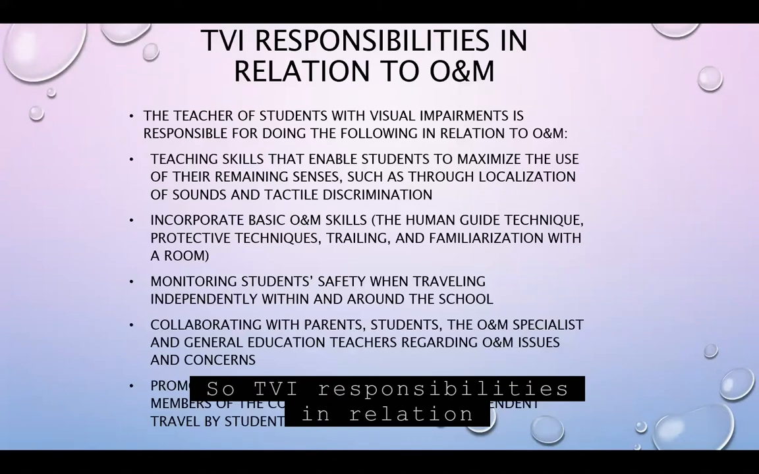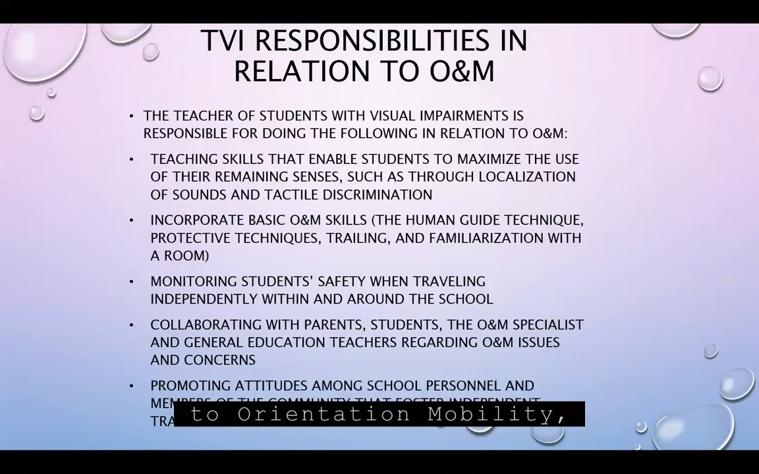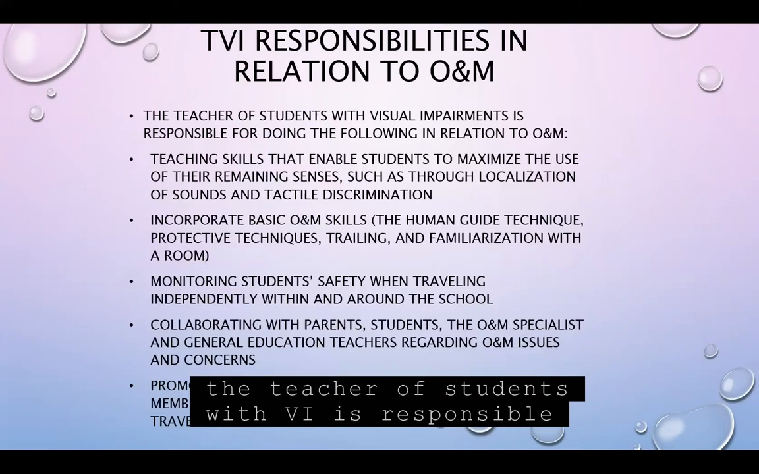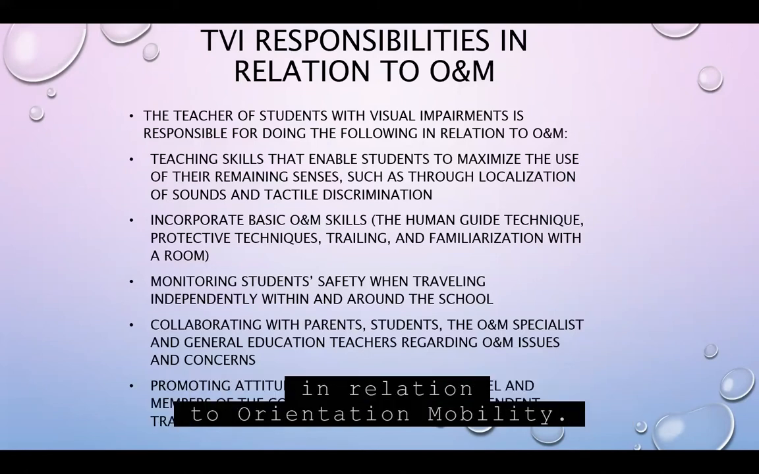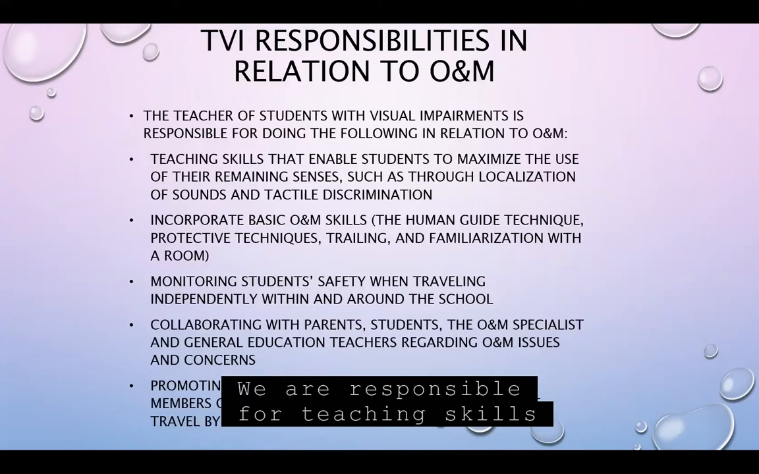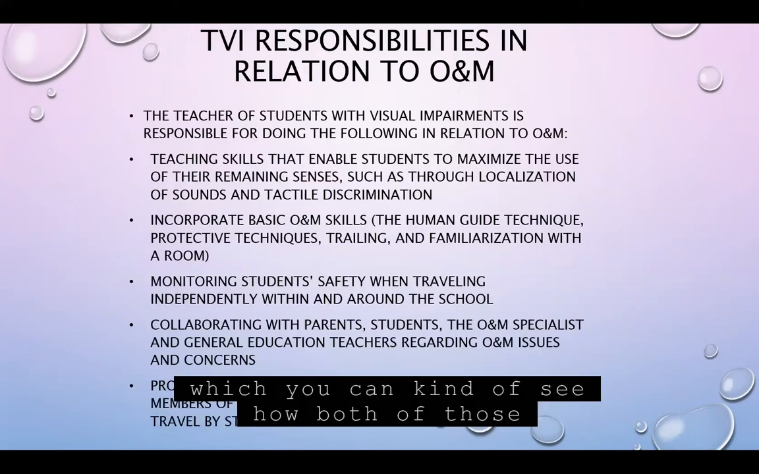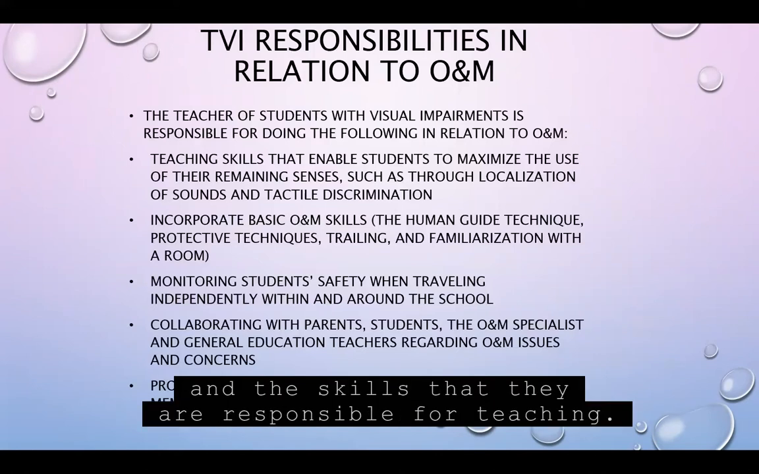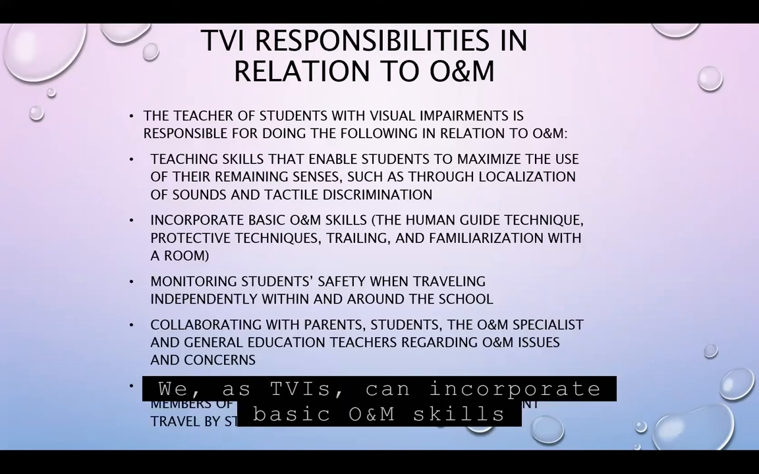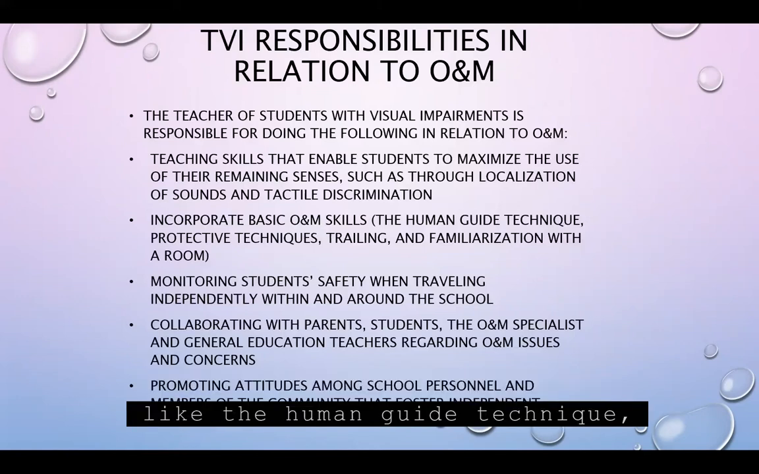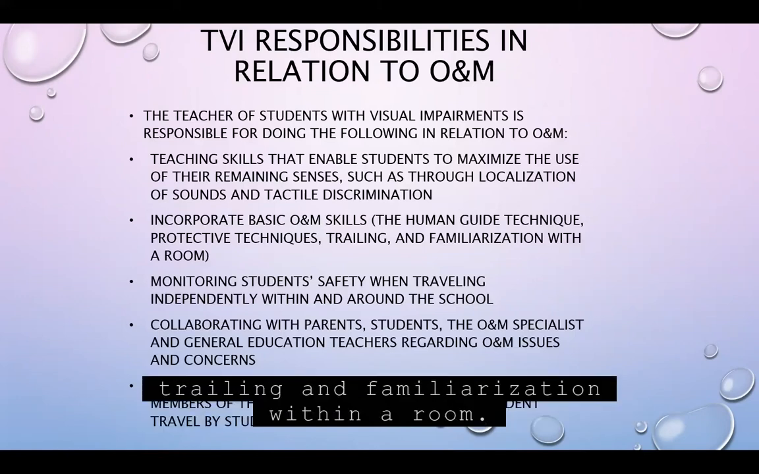So, TVI responsibilities in relation to orientation and mobility. The teacher of students with VI is responsible for doing the following in relation to orientation and mobility. We are responsible for teaching skills that enable students to maximize the use of their remaining senses, such as through localization of sounds and tactile discrimination, which you can see how both of those can tie in to orientation and mobility as well, and the skills that they are responsible for teaching. We as TVIs can incorporate basic O&M skills like the human guide technique, protective techniques, trailing, and familiarization with the room.